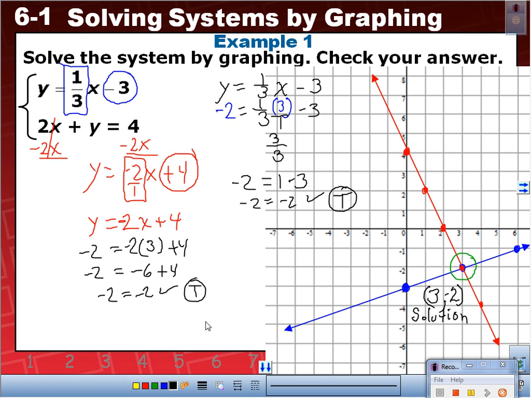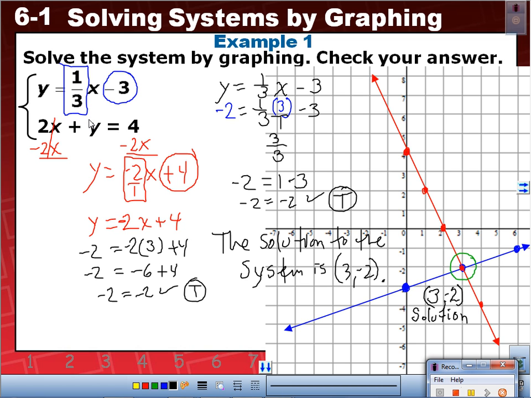Therefore, let's write our statements. The solution to the system is (3, -2). Copy these two where I evaluated both equations and your statement. I'll give you guys some time. Go.